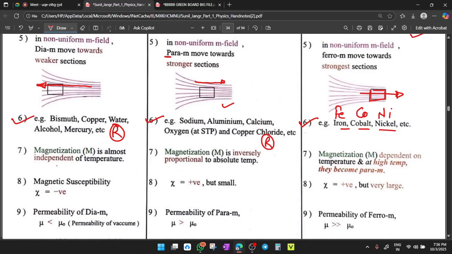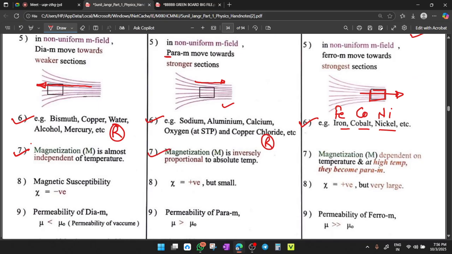In diamagnetic material, magnetization is almost independent of temperature. Yes, very important. Here, the magnetization is independent of temperature. There is no effect on the magnetization when you heat up the material. In paramagnetic material, magnetization is inversely proportional to the absolute temperature. Clear?